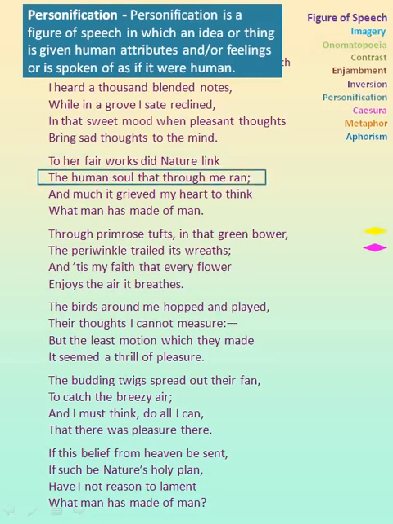In the next line, the human soul that through me ran, that is, the human soul is personified here. It ran through the poet just like how a human being runs, hence it is personification. Enjoys the air it breathes. Continuation from the previous line. Every flower enjoys the air. Just like how human beings enjoy, in the same way here, the flower enjoys the air. Hence, the flower is personified. The figure of speech is personification.